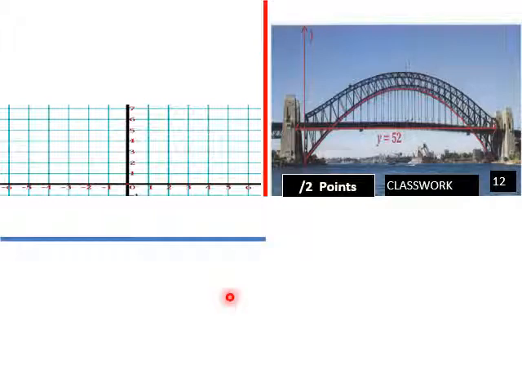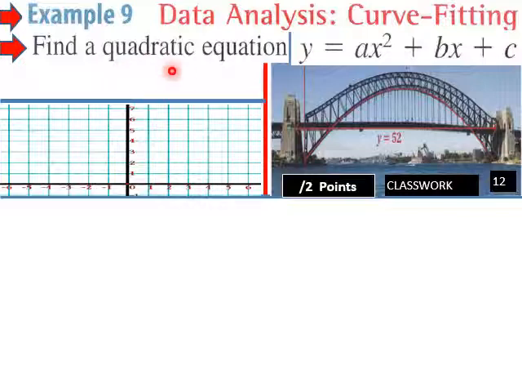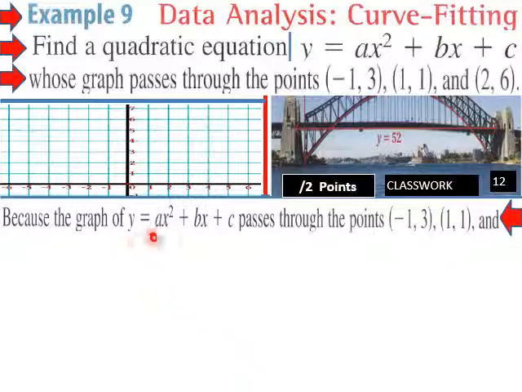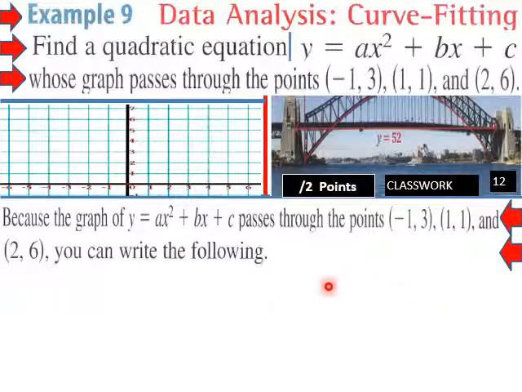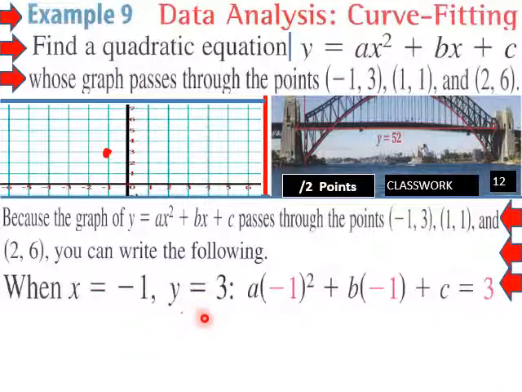Okay, so let's go on to our next example here. Data analysis, curve fitting. Find a quadratic equation y equals ax squared plus bx plus c, whose graph passes through the points negative 1, 3, 1, 1, and 2, 6. So because the graph of y equals ax squared plus bx plus c passes through these points, you can write the following. So when x equals negative 1, y equals 3, there's that point. And then here is our input into our quadratic: a times negative 1 squared plus b times negative 1 plus c will equal 3.